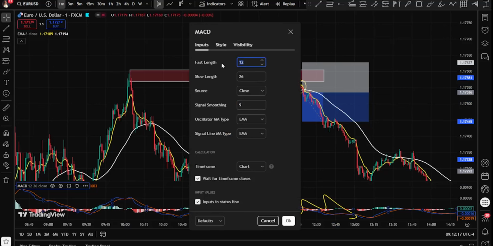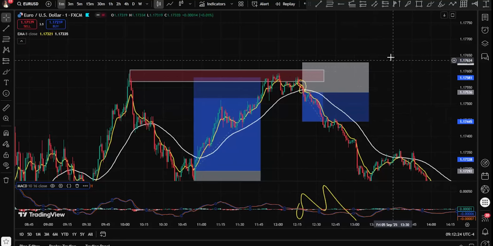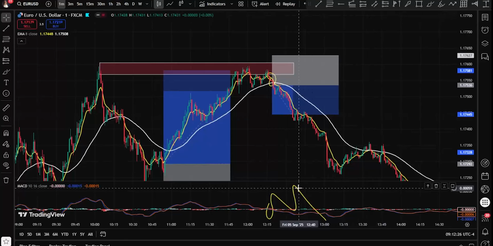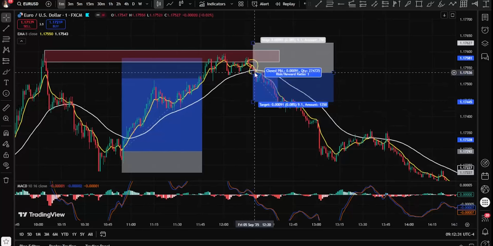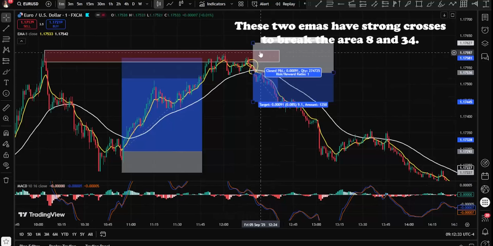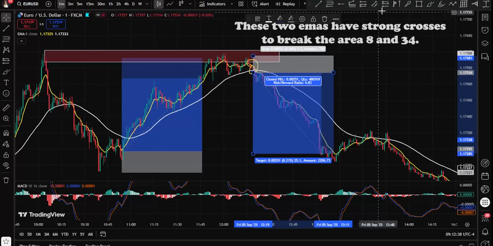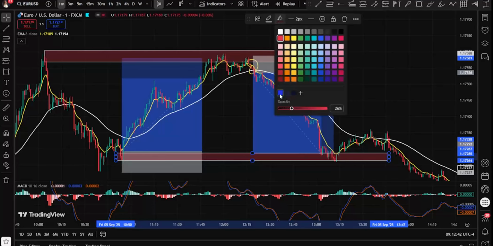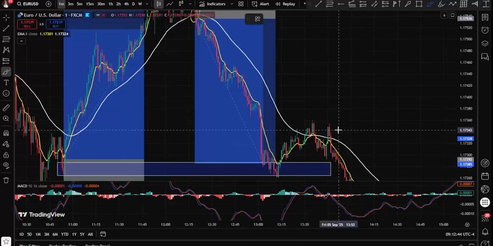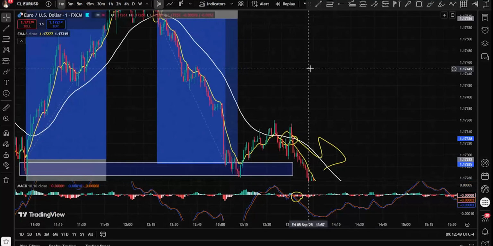EMA, or exponential moving average. One of the most important tools for understanding direction. We usually put two EMAs on the chart, one faster, for example EMA 8, and one slower, for example EMA 34. When the faster EMA crosses the slower EMA upwards, it usually signals the start of an uptrend. The opposite is true for a downtrend. These intersections act as a green light in scalping. Of course, we need to get confirmation.